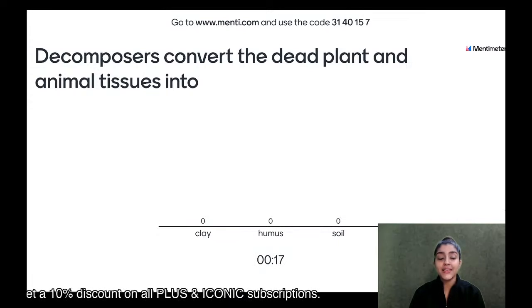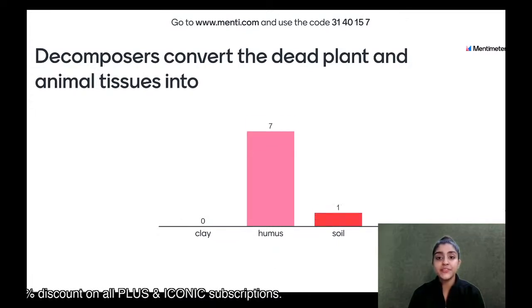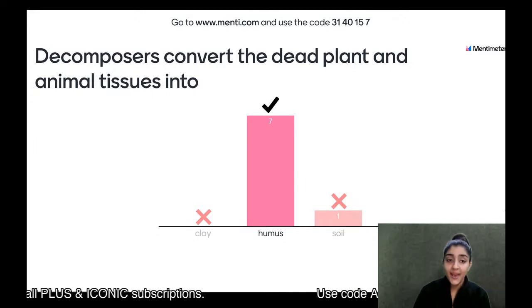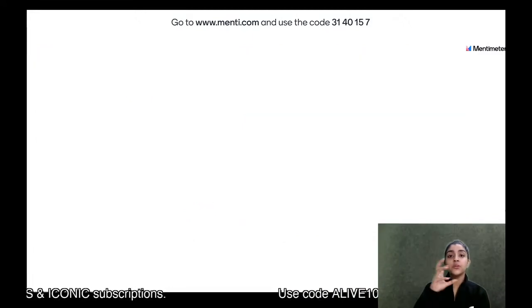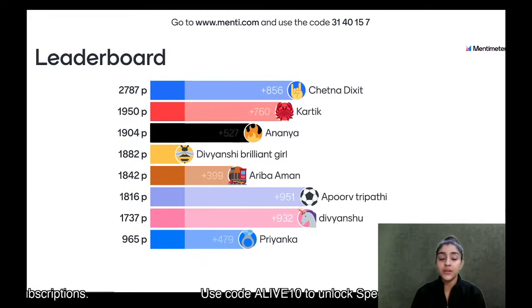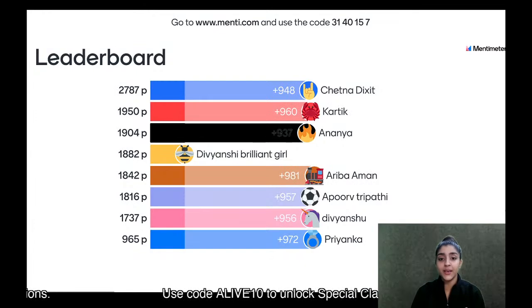Decomposers convert the dead plant and animal tissues into humus. Absolutely, yes. So decomposers उन जो भी dead parts of plant and animal होता है उनको break down करके humus में convert कर देते हैं, right?